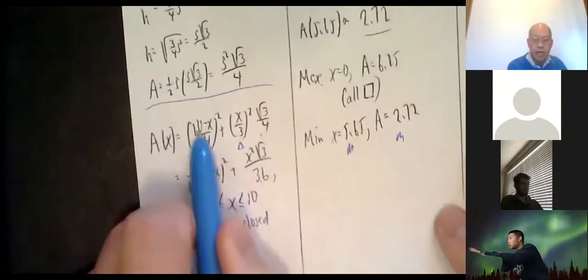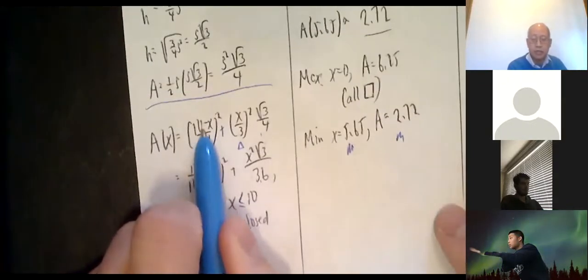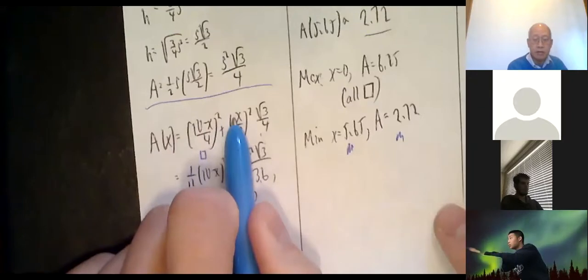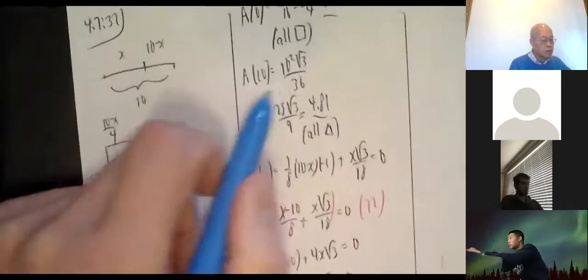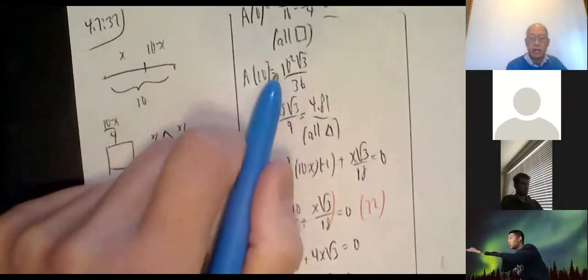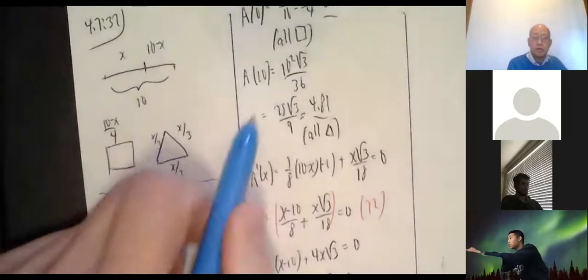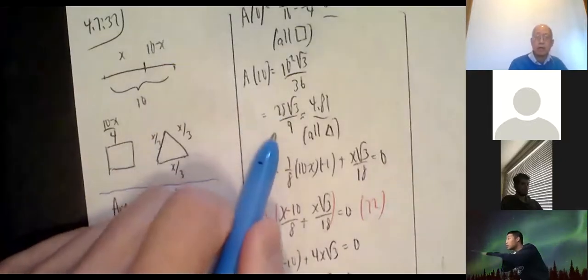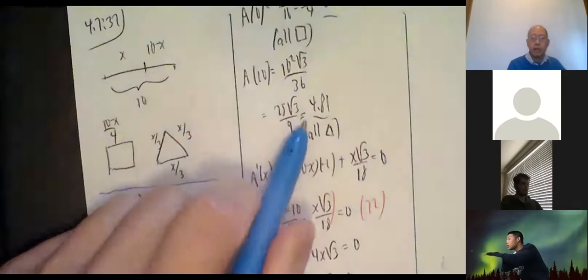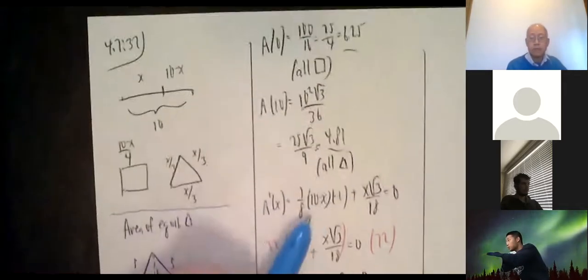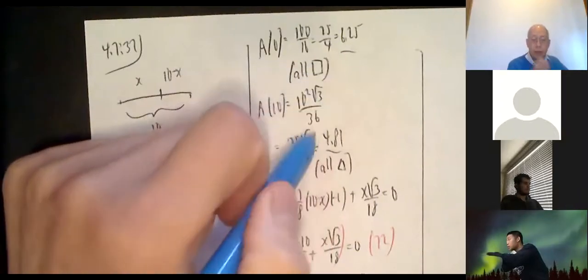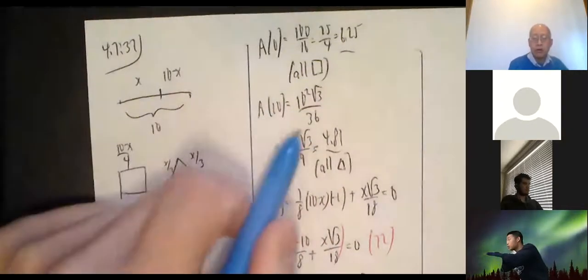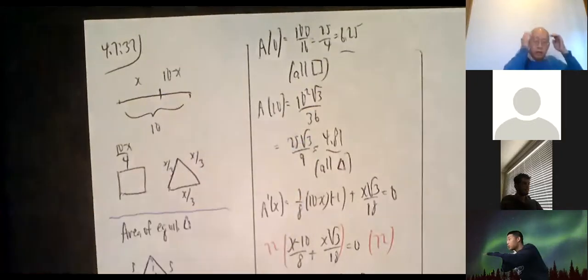Okay, the other extreme, a of 10, if I put 10 here, that's gone. That means the whole thing's a triangle. So put 10 here, it's 10 squared radical 3 over 36, 25 radical 3 over 9, punch in my calculator, 4.81 roughly. Okay, so if I bend it so the whole thing is a square, 6.25. The whole thing's a triangle, 4.81. Okay. Now I look for critical values.